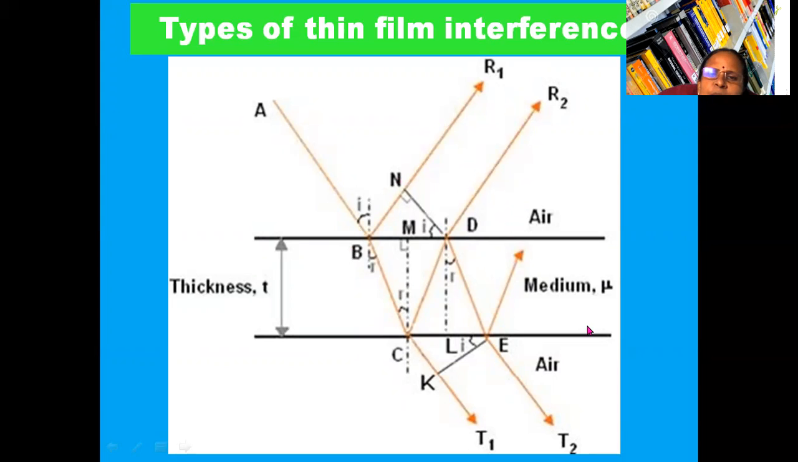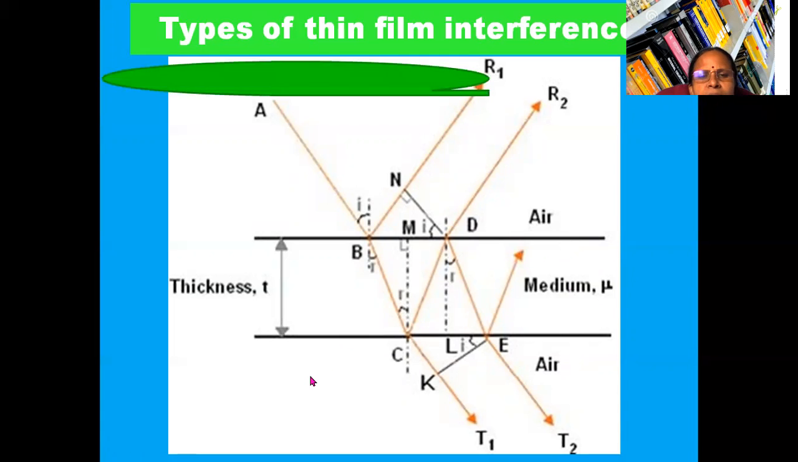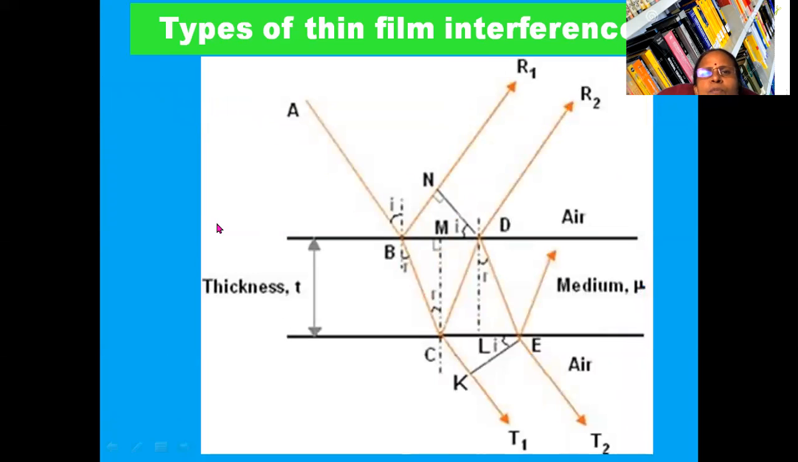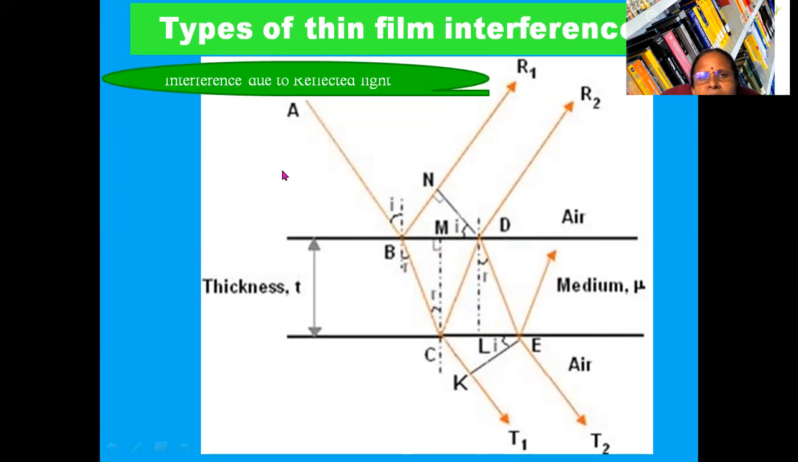And this is the case, mu is the refractive index of the medium, and on either side of the thin film we are considering there is the air medium. Okay, this is the situation. I is the angle of incidence. Here, if you consider the interference in this R1 and R2, then it is the interference due to the reflected light. And if you consider the interference between these T1 and T2 rays, then that is the interference due to the transmitted light. First of all, we are going to consider the interference in thin film due to the reflected light.